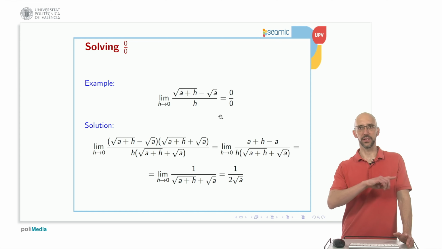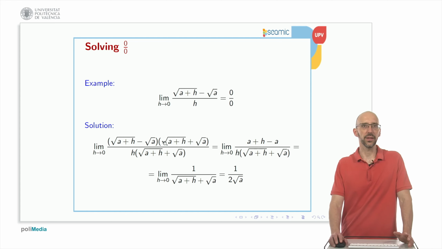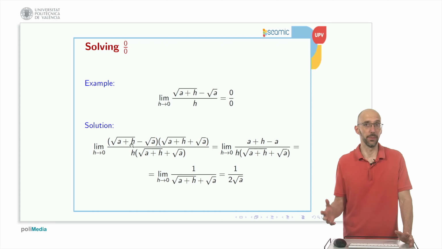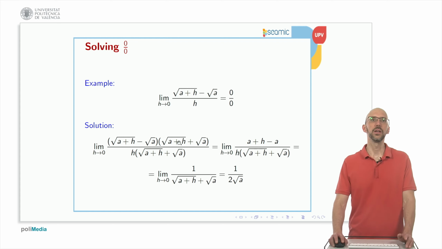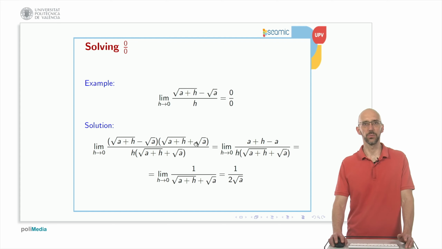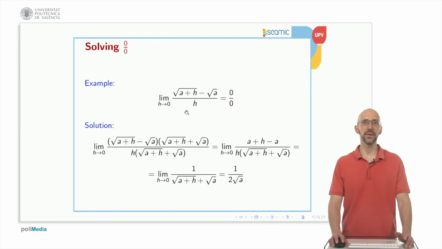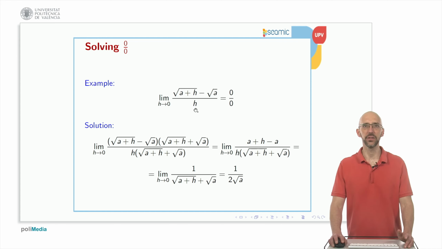What are we going to do? As explained in the previous slide, we are going to multiply numerator and denominator by the conjugate of the numerator. What is the conjugate? Probably you are asking me. Do you see here a negative in between these two terms? The conjugate is the same terms but with a positive sign. So I multiply by the same expression but with a positive sign in the middle on the numerator and denominator. Remember that on the denominator we had h before and it remains here.